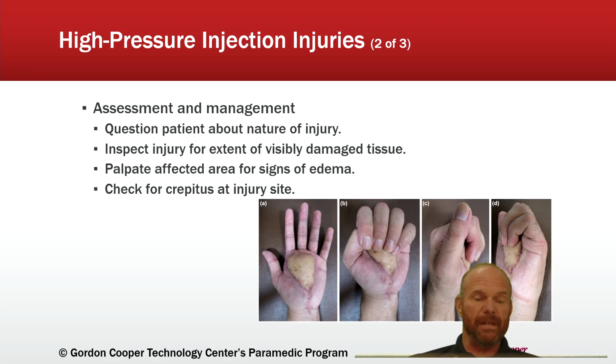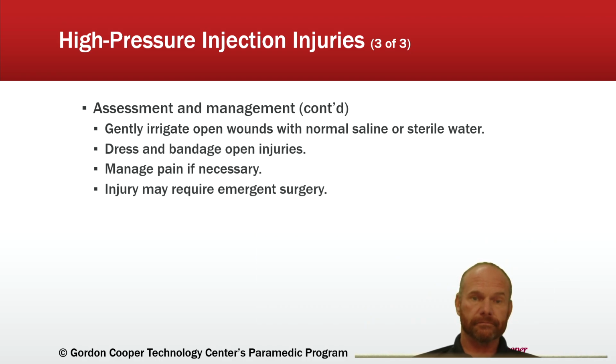So, some assessment and management. We're still talking about high pressure injection injuries. Primary survey, obviously address life threats, determine severity. Question the patient about the nature of the injury, so the type of equipment and the pressure used, the type of fluid in the event that was an issue. Inspect the injury for the extent of visibly damaged tissue. The greatest amount of injury is often under the visible tissue, and then palpate the area for signs of edema. Sub-Q emphysema may be present, so check for crepitus at the injury site.